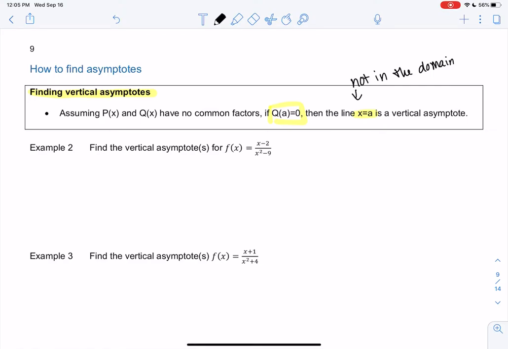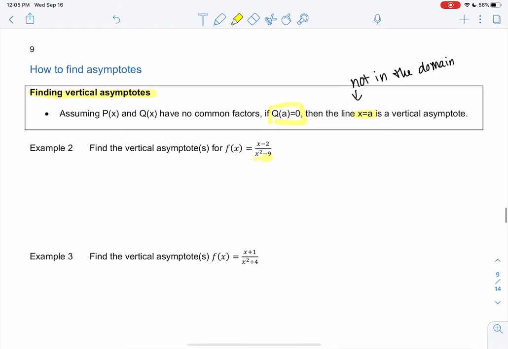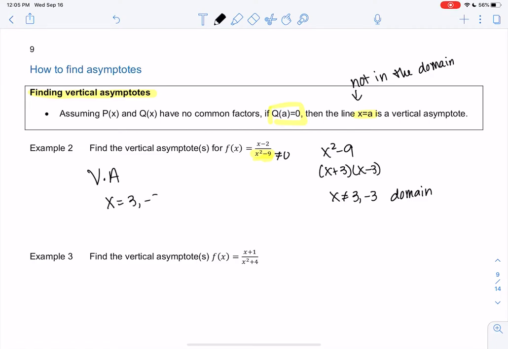So in this first example, it's when the denominator equals zero. We're not worried about the top. We can plug any number into the top, but we can't make the denominator zero, right? So the denominator can't be zero. So x squared minus 9 gives me what? x plus 3, x minus 3. So x can't equal 3 or negative 3 for domain, and that is what creates asymptotes. So vertical asymptotes are at x equals 3 or negative 3.